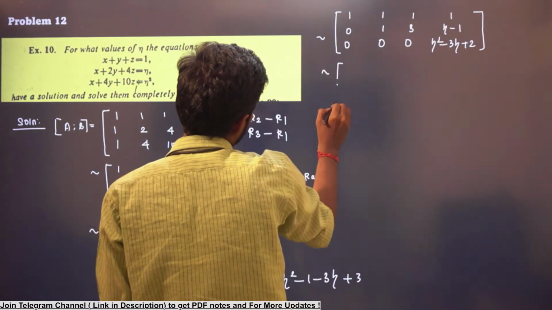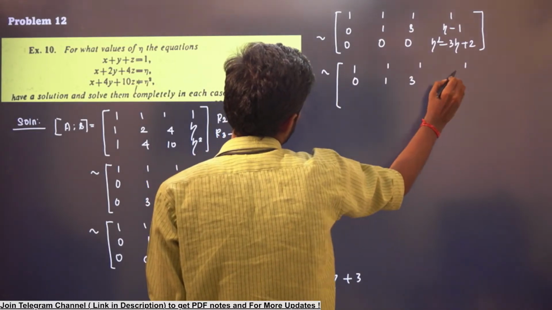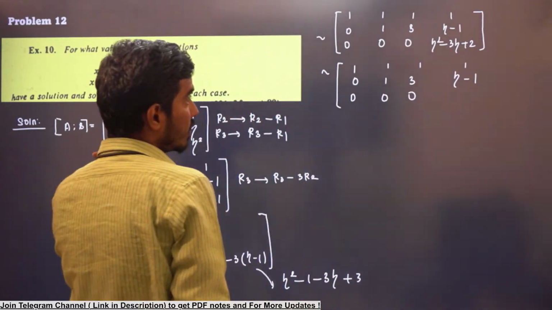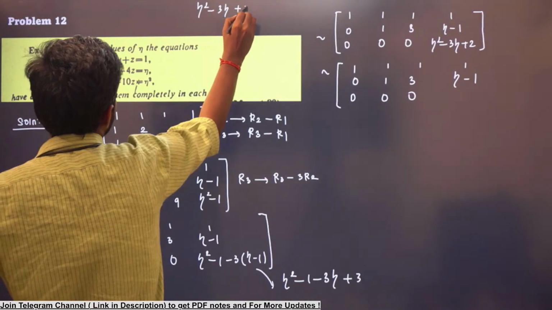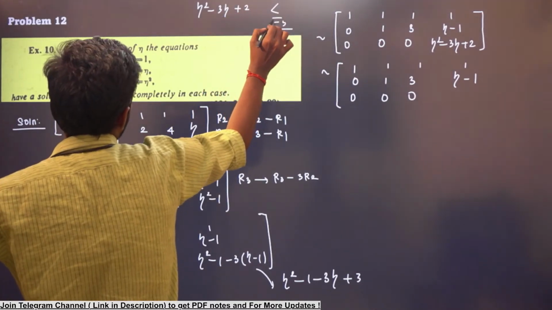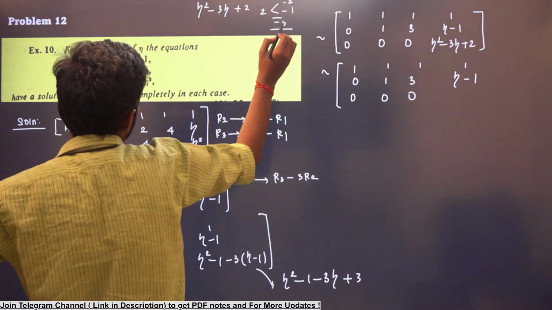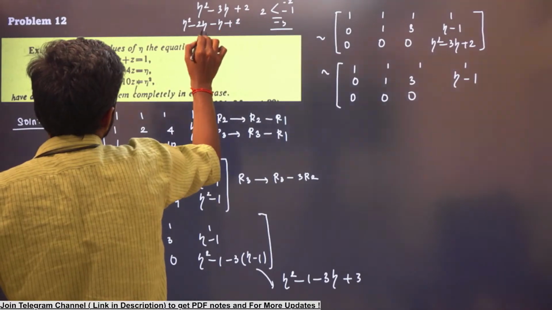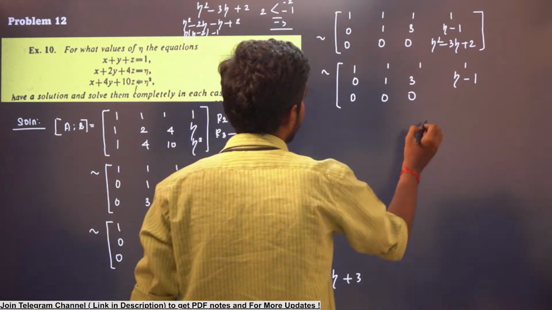So we'll factorize this. What is the factorization of eta square minus 3 eta minus 2? Your sum is minus 3 and your product is 2. So it is minus 2 and minus 1. So eta square minus 2 eta minus eta plus 2. When I take eta common, it will be eta minus 2. So eta minus 1, eta minus 2.